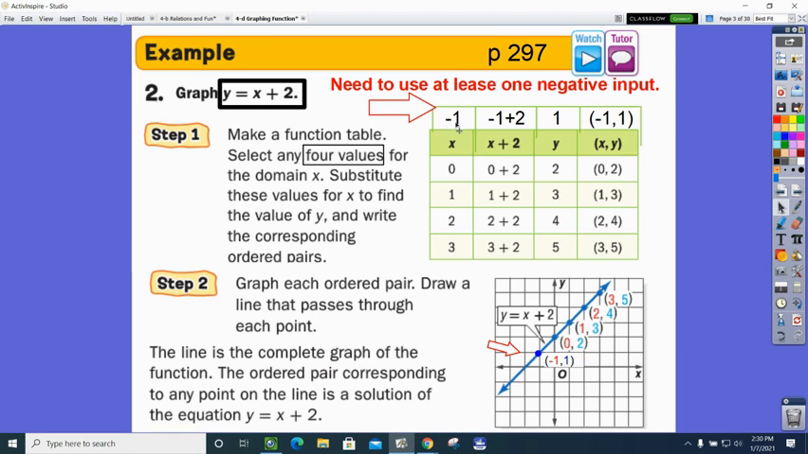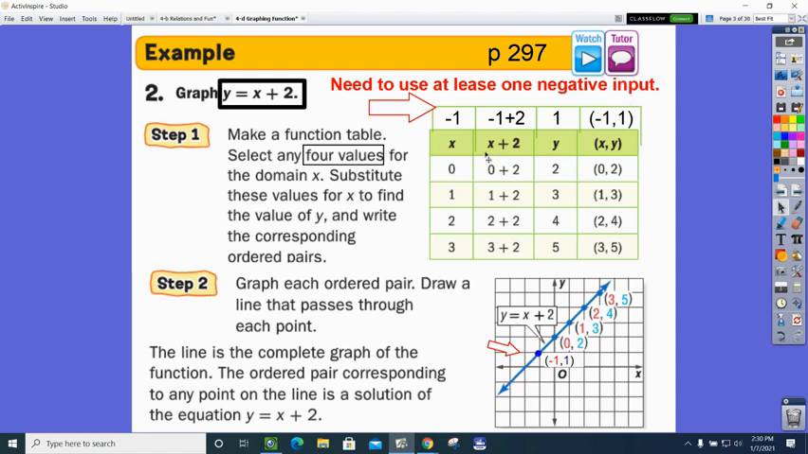So now once I've picked -1, 0, 1, and 2 as my 4 choices, we're going to take each input, substitute it in for x, put it into the function machine, do the math, and write the output. So -1 plus 2 is a 1. So my input was a -1, my output is a 1. So I have the point (-1, 1), and see I'm plotting it down here on the graph.